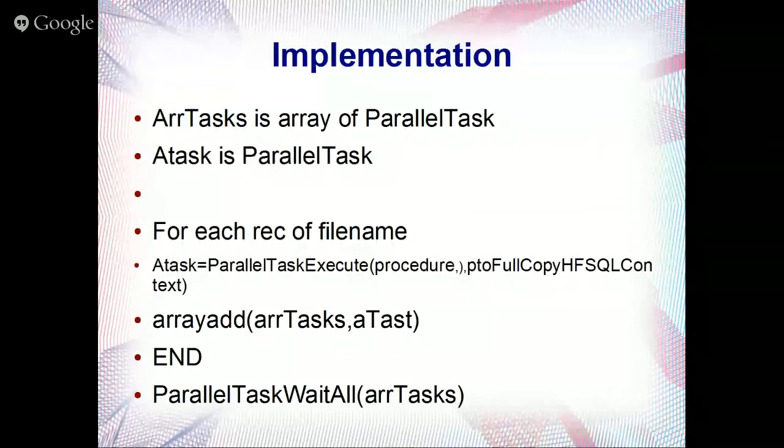Well, I would create an array of tasks. I would create a task, and then for each record that's in my file or something like this, I'm going to do a parallel task execute of the procedure and tell it to full copy SQL context. And then I add all those to the array, and at the end, I'm doing a parallel task wait all. Now, that doesn't mean you're waiting all of the tasks. What it means is that you can run X number of threads at a time.